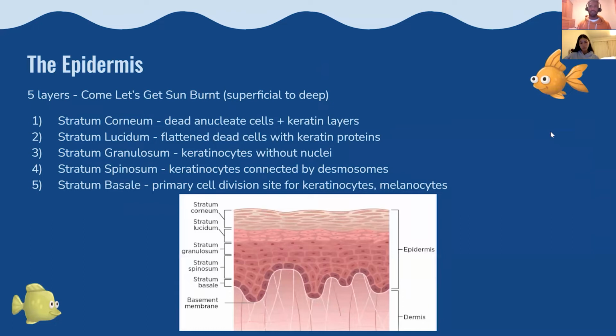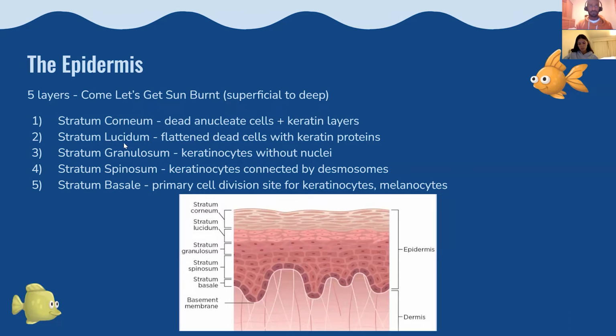So we'll start by looking at the epidermis. And while it is pretty much epithelium, there are 5 different layers of epithelium. And we can memorize these layers with the mnemonic, come, let's get sunburnt, because CLGSB are the names of the different layers. So starting most superficially, so that's going to be on the outside contacting the actual world, is the stratum corneum, and this consists of dead anucleate, so no nucleus, cells, and some layers of keratin. So that consists of these flat cells at the top.